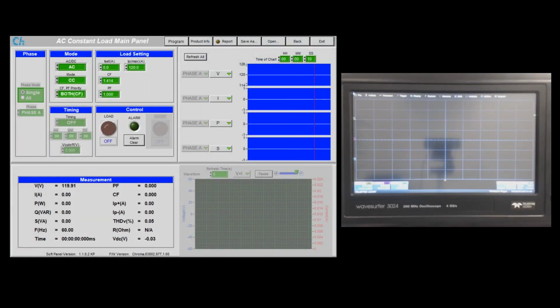To demonstrate this setup, I'm using the Chroma Soft Panel program for the 63800 AC loads, which is on the left, and an oscilloscope, which is monitoring the current for each individual load on a separate channel. These units are connected in parallel to a single phase, so the current will be split equally among the units. First, we'll set a maximum peak current allowance, and then we set a current level.